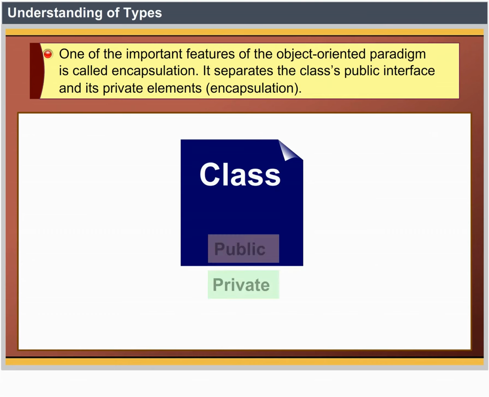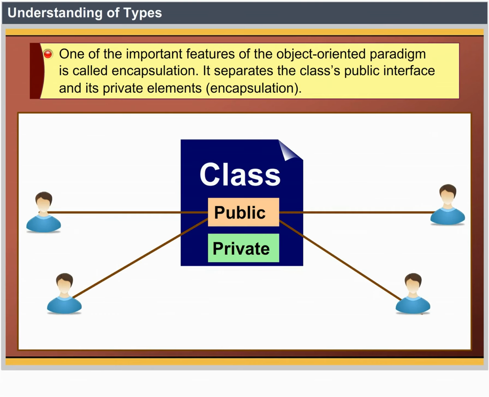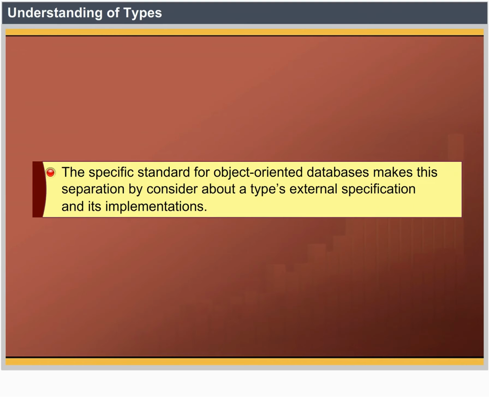Understanding of types. One of the major characteristics of the object-oriented paradigm is the distinction between a class's public interface and its private elements, known as encapsulation. The proposed standard for object-oriented databases makes this distinction by talking about a type's external specification and its implementations.